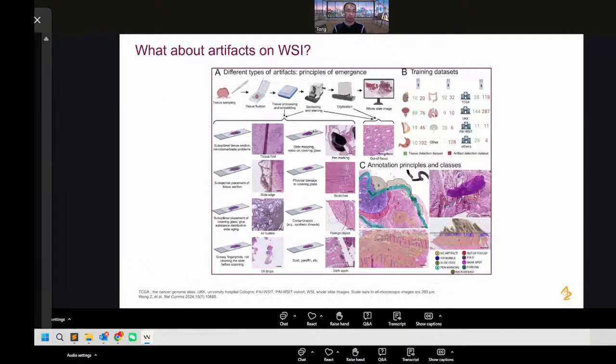Going to the clinical side, this is one slide from a publication talking about what happens if the tissue on the slide is cut too thin, or is folded, or you have a bubble or any other artifact. How does the AI handle that?